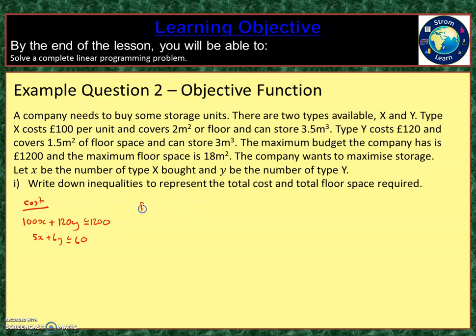And then let's look at floor space. So what do we know about floor space? Well, type X is 2 meters squared, so that's 2x. Type Y is 1.5, so add 1.5y. And the maximum floor space is 18, so that's less than or equal to 18. And I might actually double all these figures because then that gives me integers. And there I have my inequalities for cost and floor space. So that's the beginning of this problem.